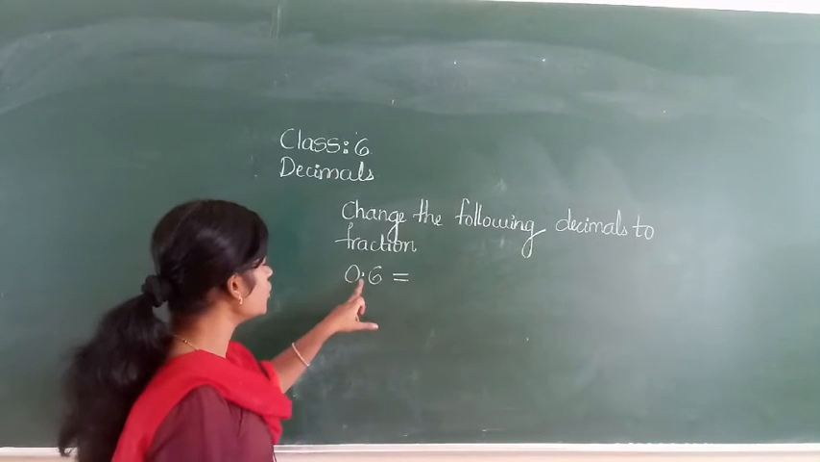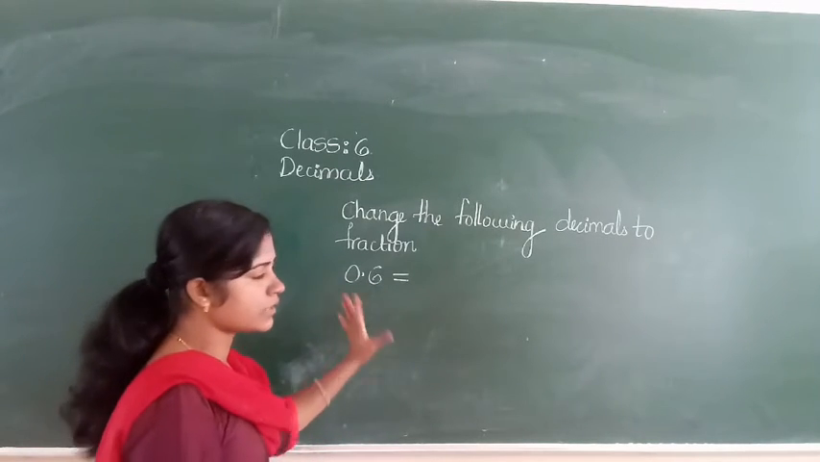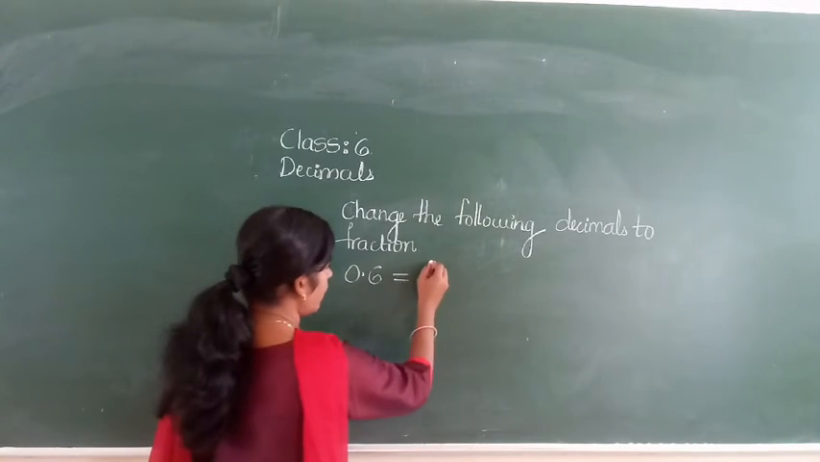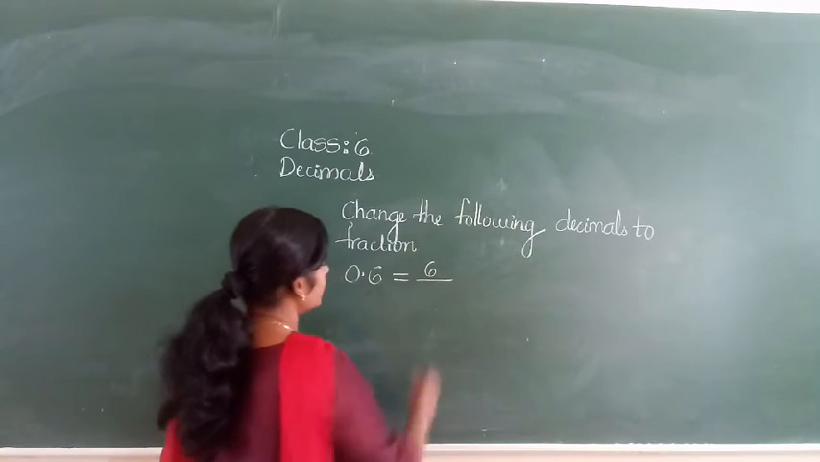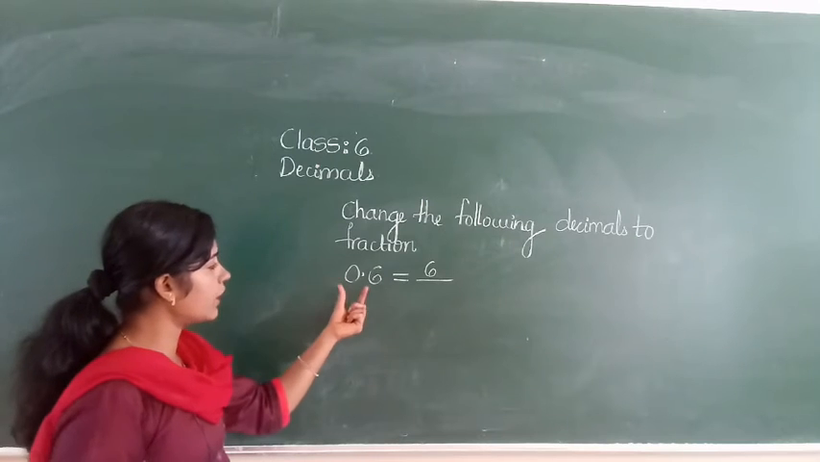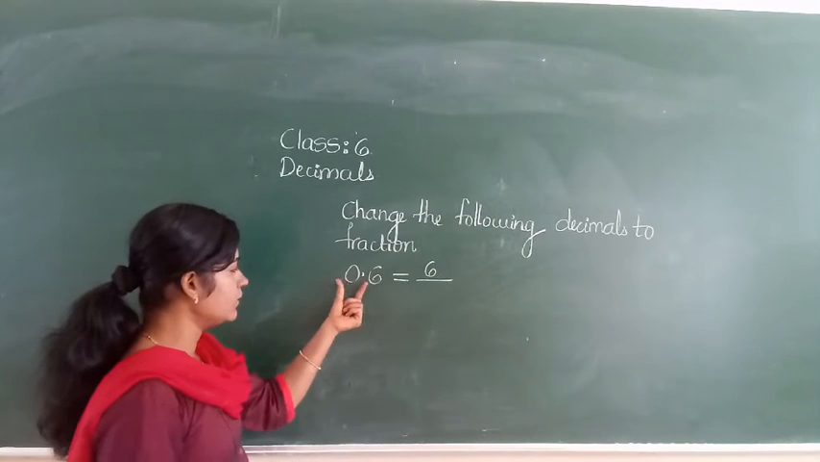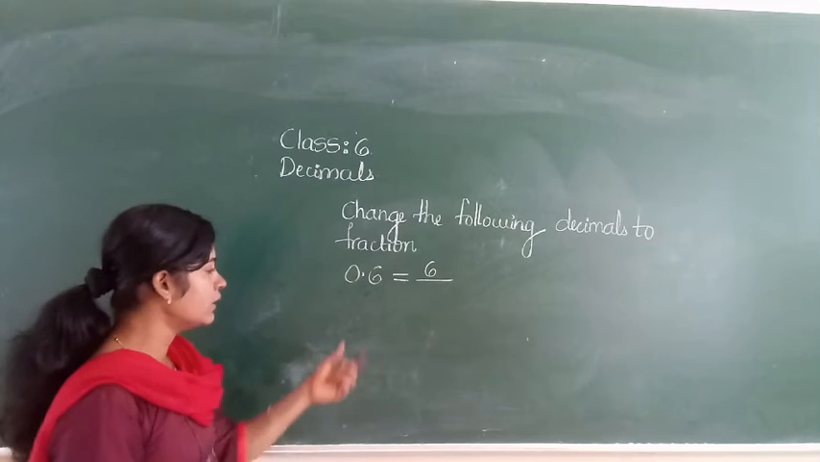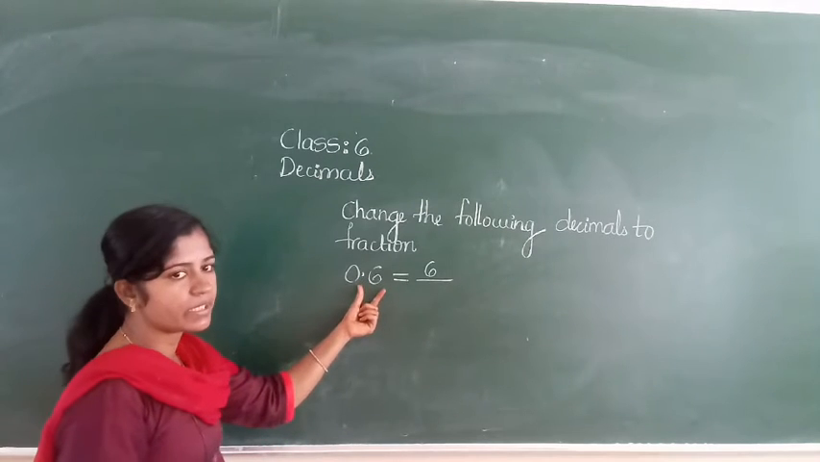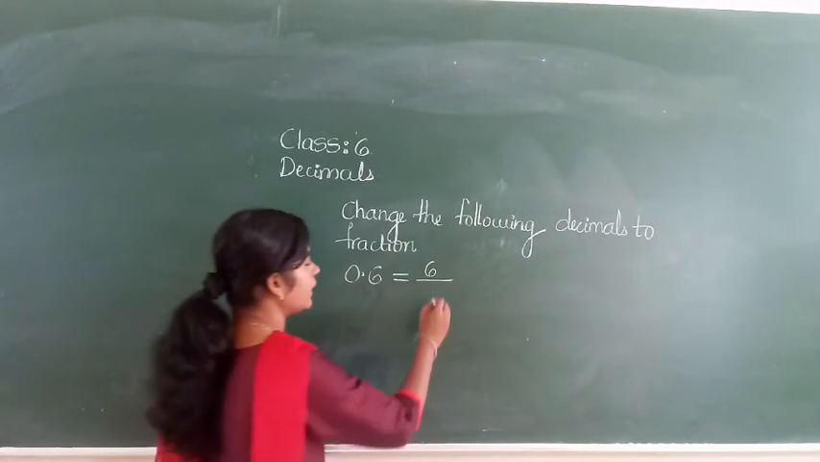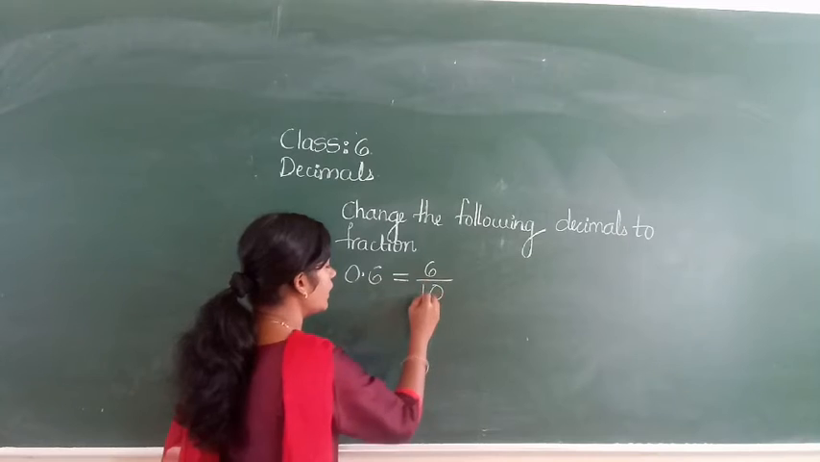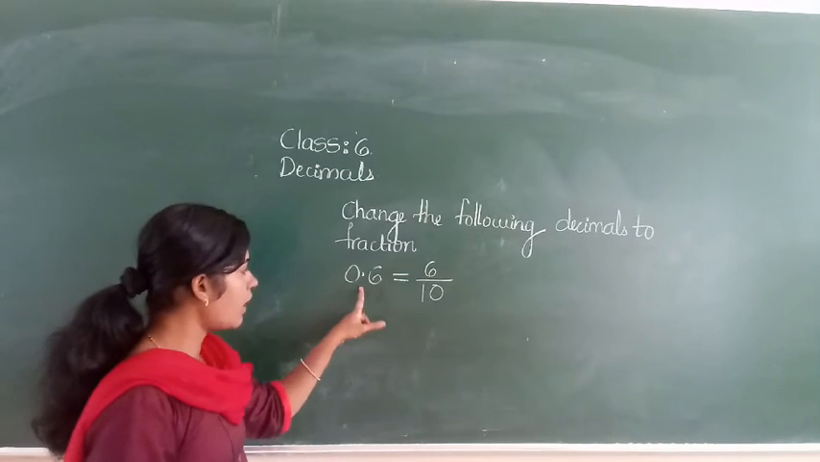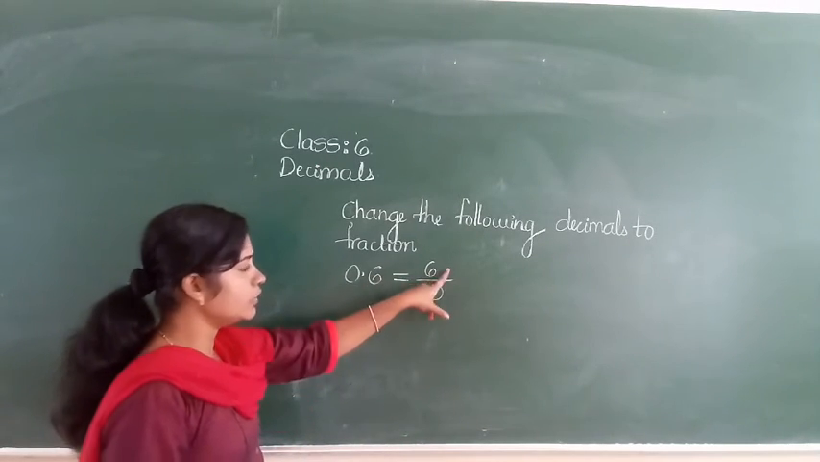Okay, then 0.6 is there. Now first you have to write its decimal digits. Here you have to write 6, means first you have to write the whole number. 06 is there, no? If you write 6 or 06, both are correct. Count how many digits are there in the decimal place. 1. Then write here 1 0 as the denominator. 0.6: first you have to write this as the numerator.